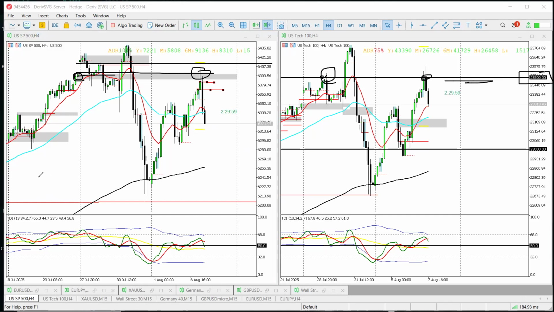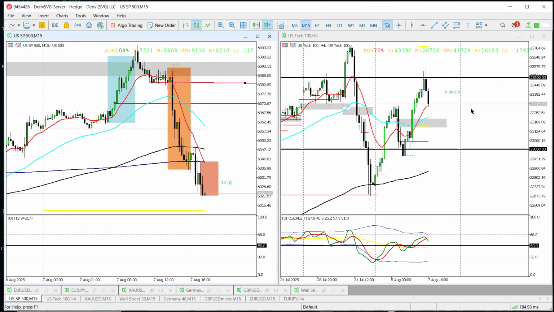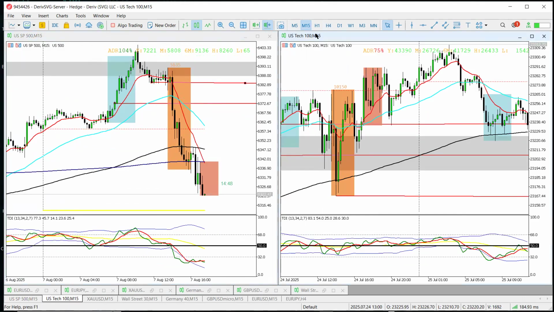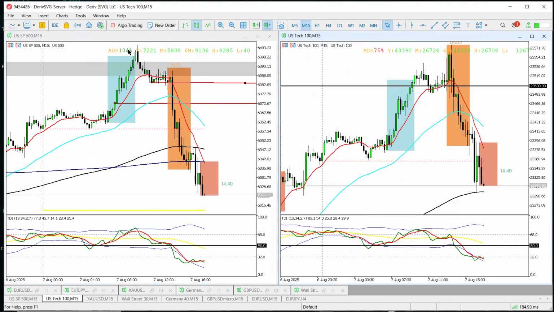So having confirmed that price is on a higher time frame confluence, what we do now as day traders is we jump to M15 on both assets, where we want to locate our SMT divergence. If you look at US 500 on our left, you can see we created this high during London session.